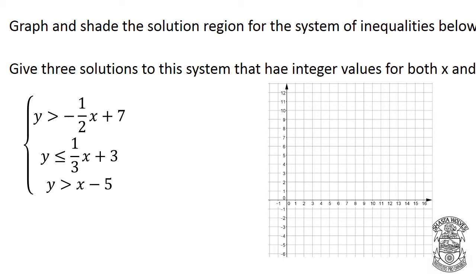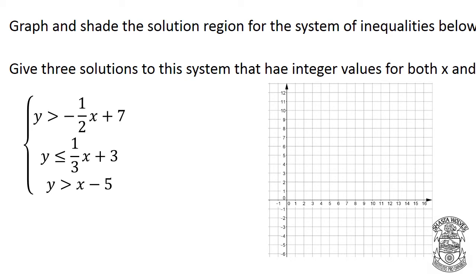Graph and shade the solution region for the system of inequalities below. Give 3 solutions to the system that have integer values for both x and y, appearing off screen. So let's take a look at this. The first one is y's are greater than, and because it's greater than, it's not going to be a solid line, it's going to be a dashed line. I have a y-intercept at 7 and a slope of -1/2.